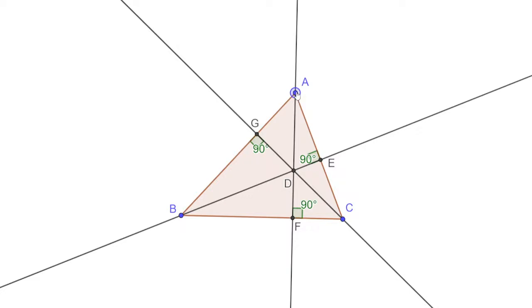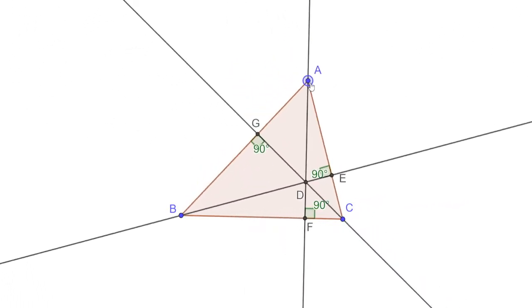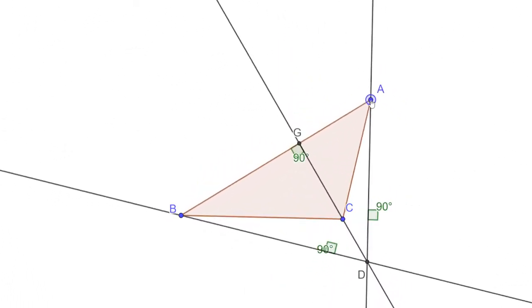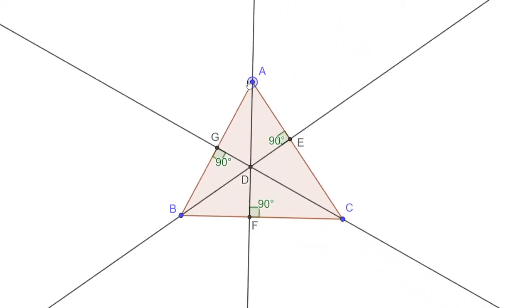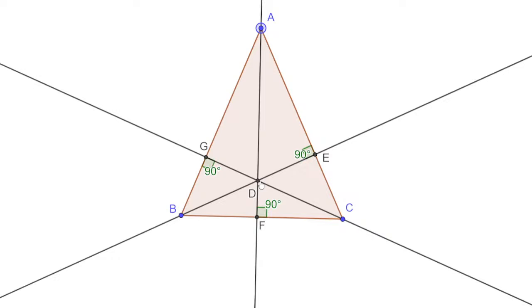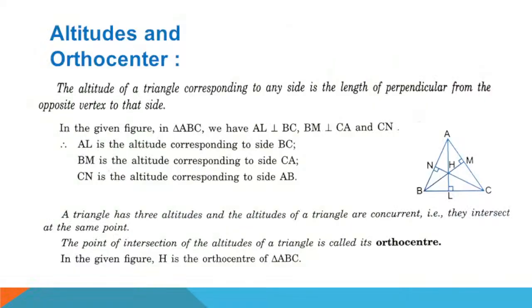Understood? If I change the shape of the triangle, the unique point D is not changing. Understood? Maybe it is outside, no problem. Outside the area of the triangle, maybe exterior, maybe interior point, but the unique point will remain unchanged. And this unique point is called the orthocenter. I think clear to everyone? Okay. Now come to the next topic.